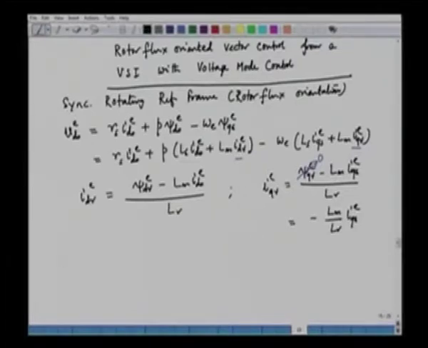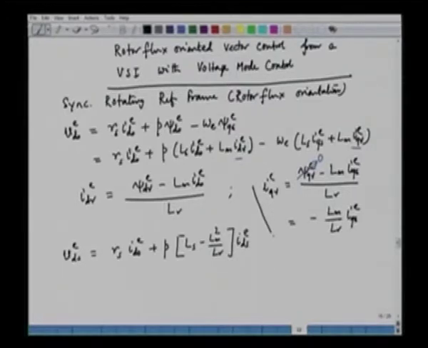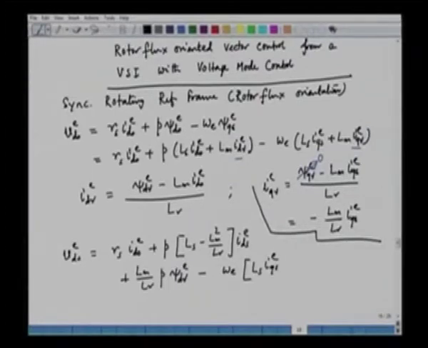And if you substitute that, what we obtain is the following, that VDSE is equal to RS IDSE plus P, this is LS minus Lm square by Lr into IDSE plus Lm by Lr P psi dr E minus omega E into Ls IQS minus Lm square by Lr into IQS.